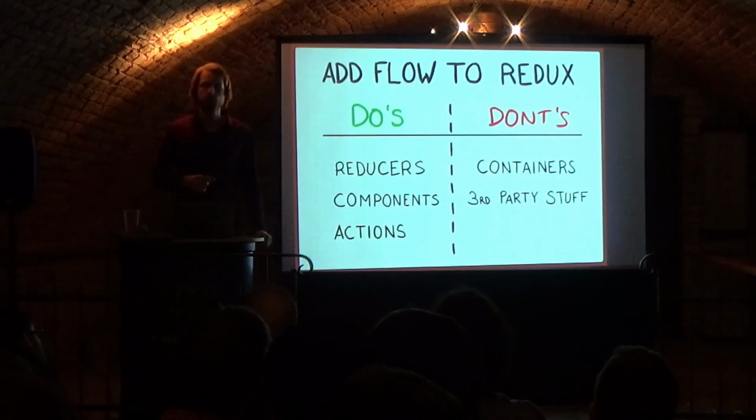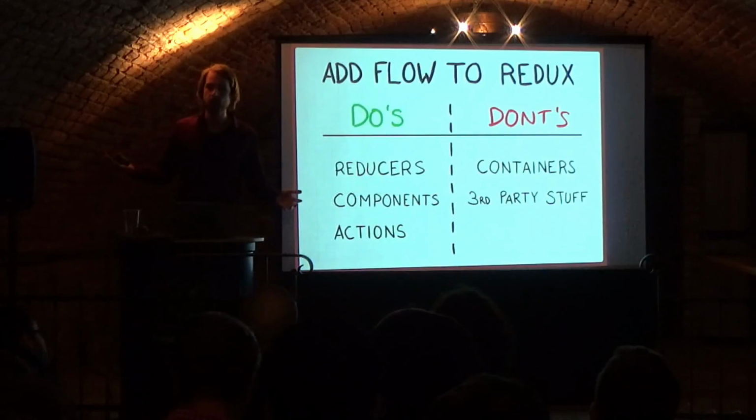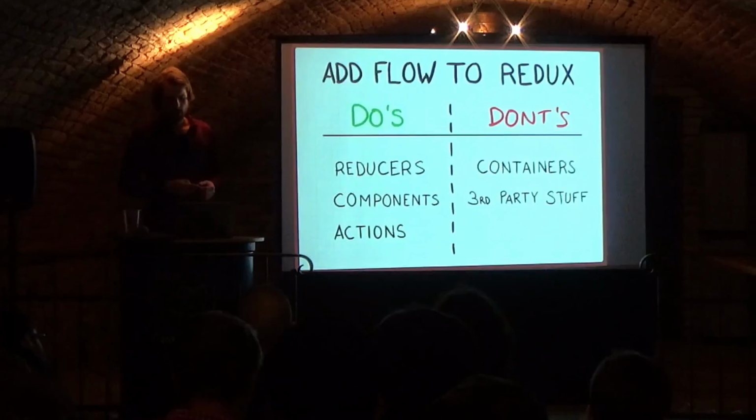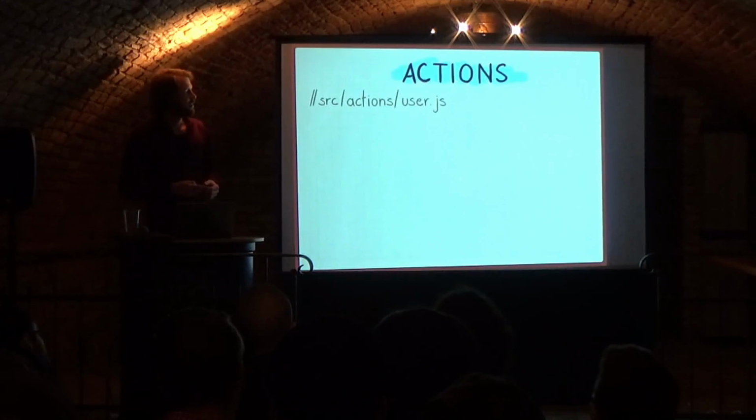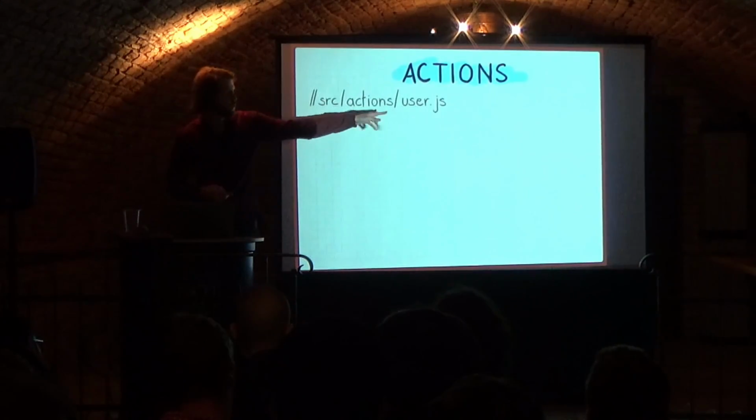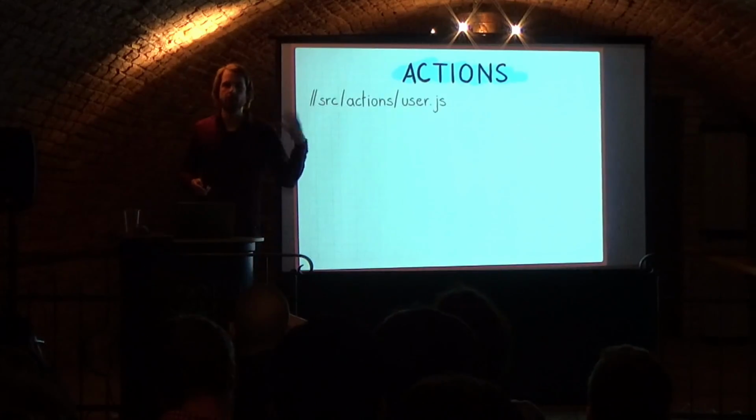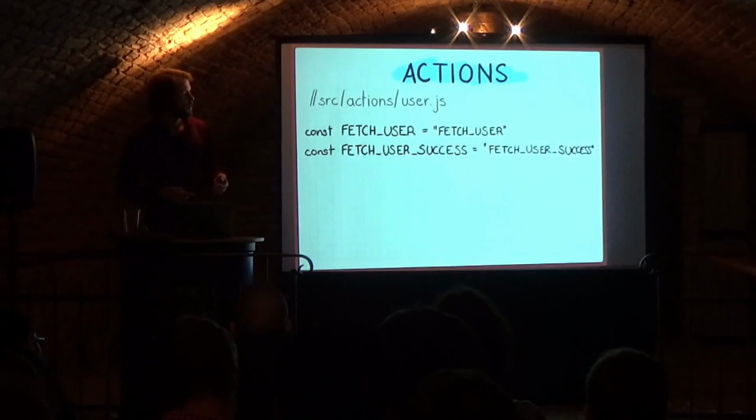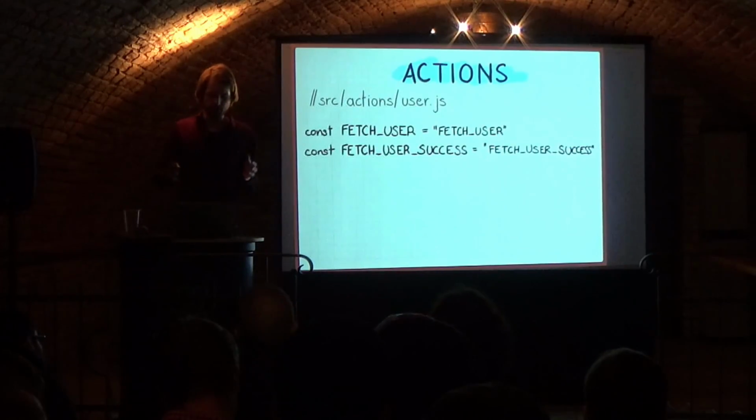If you're using action creators, if you're not using funcs, they are pure as well. So this is great. So let's start with that. Let's start with the actions. And we have source actions user, so I'm just making up an example for querying a user or something. Bam. So we have this. We have fetch user const, and fetch user success.